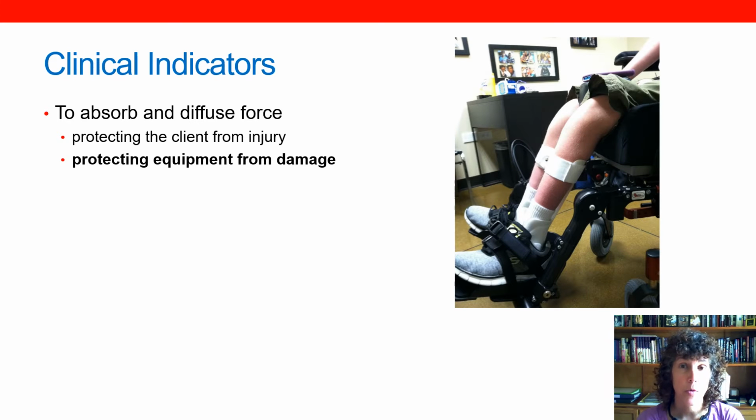So, one of our most common clinical indicators for use of dynamic seating is to absorb and diffuse force. In our last video, we discussed how this can be used to prevent client injury. Today, we're also going to look at how absorbing and diffusing force can prevent equipment damage and breakage.